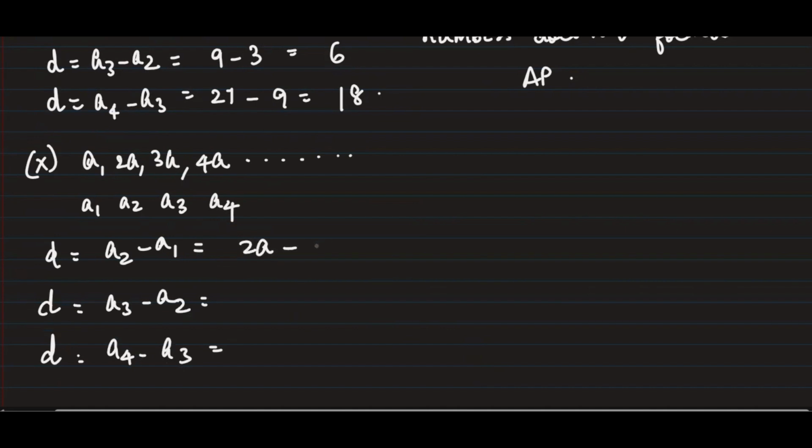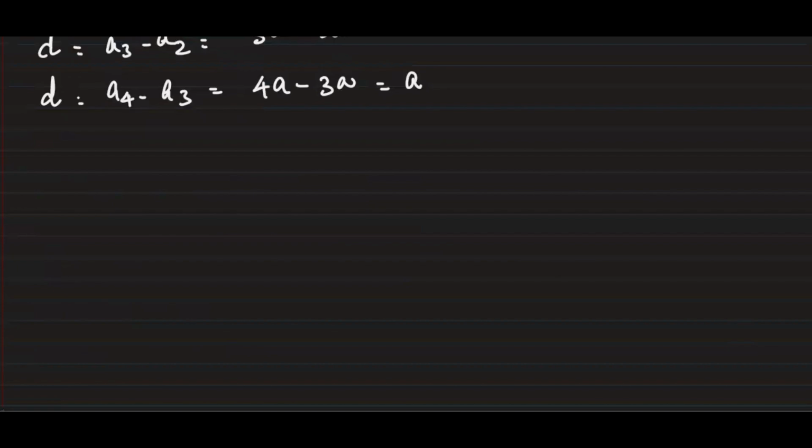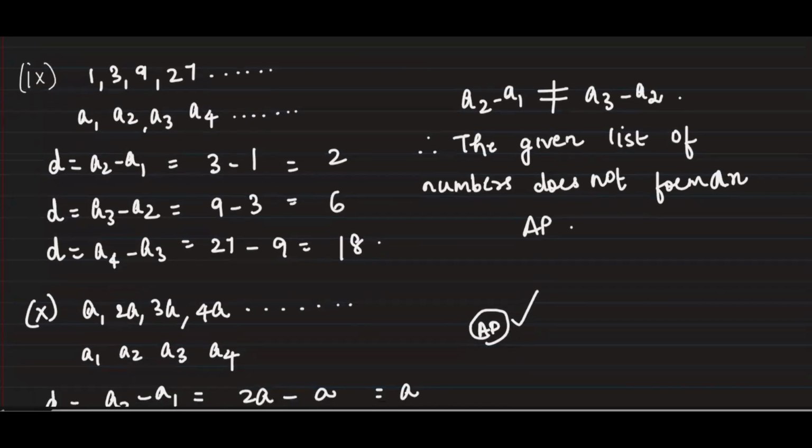So 2A minus A. Then A3 is 3A, so 3A minus 2A. And A4 is 4A, so 4A minus 3A. 2A minus A becomes A, 3A minus 2A becomes A again, and 4A minus 3A is also A. Since the D value is the same throughout the series, this list of numbers comes under the AP category. And we will find the next 3 numbers. We are given the first 4 numbers, so we need to find the fifth term, sixth term, and the seventh term.